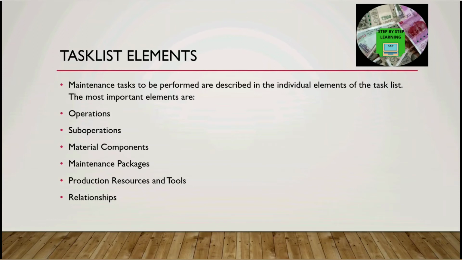And the last one is relationship. Relationship is nothing but defining which operations need to be completed before starting which operations. For example, let's take the pump. I need to check the impeller. For checking the impeller, I need to open the casing. I need to open the casing and check the impellers. So my first operation is to open the foundation bolts, open the casing and check the impellers.